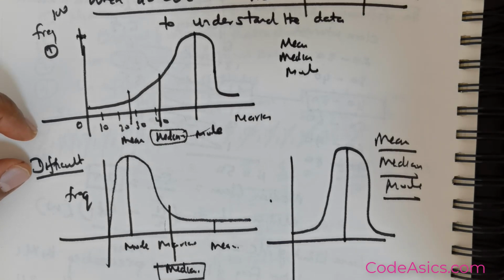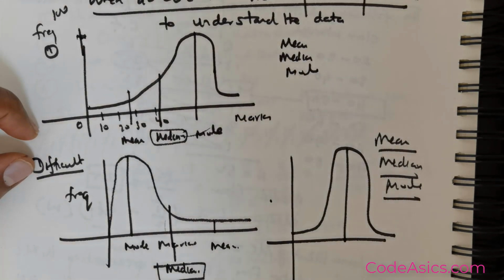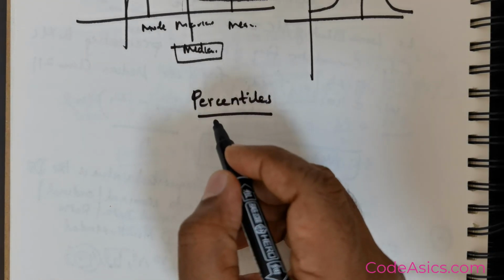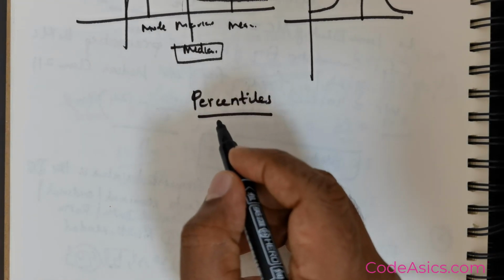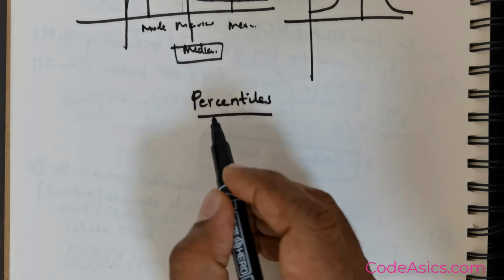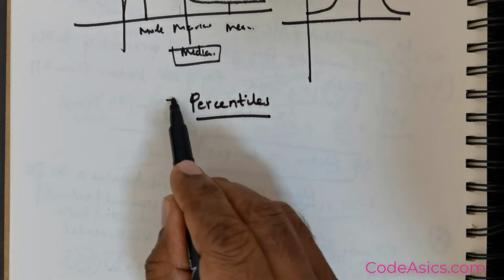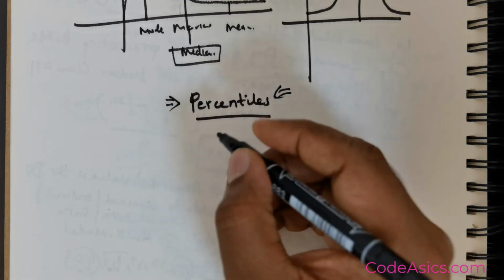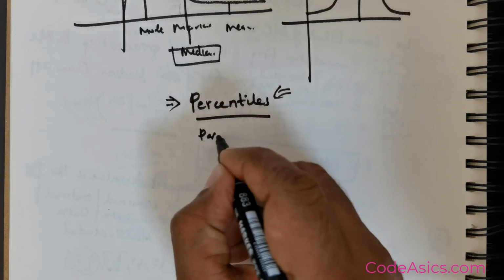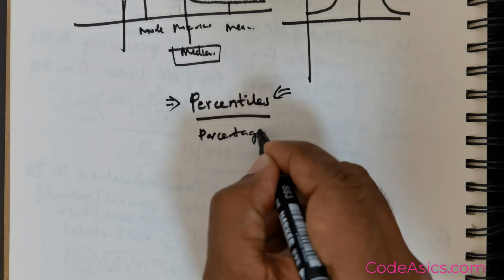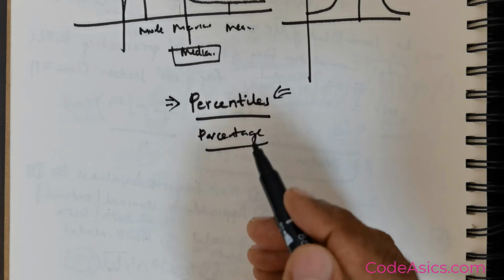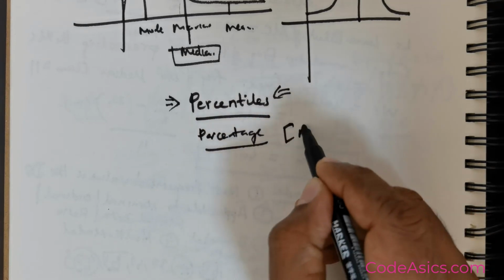I will move on to explain percentile. Now we have come to the conclusion of measures of central tendency, and in this topic we will learn about percentiles. Now you might be wondering, what is this? It's sounding more like percentage. And what is the difference between percentile and percentage? Now percentage is an absolute term.